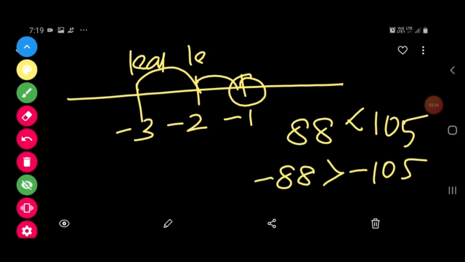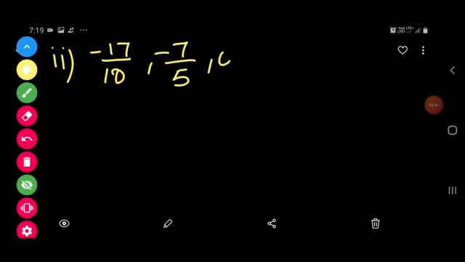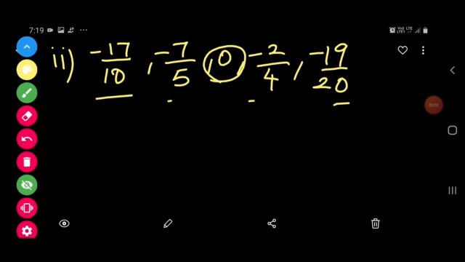Okay. Next we will see question number 10. Arrange the following rational numbers in ascending and descending order. There are two subdivisions. I will do the second subdivision for you. First one will be your homework. The given numbers are minus 17 by 10, minus 7 by 5, 0, minus 2 by 4, minus 19 by 20. Here every number is a negative number except 0. So we have to arrange these numbers in ascending and then descending order. We can arrange either one, then we can write the reverse order for the other one.